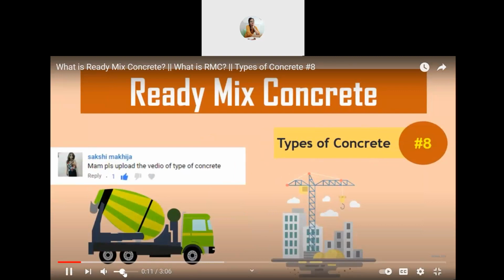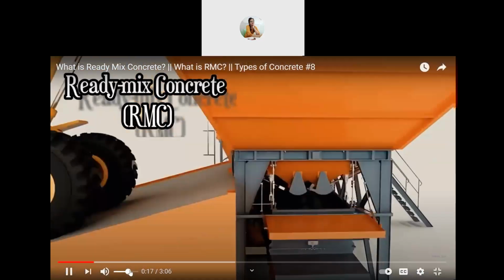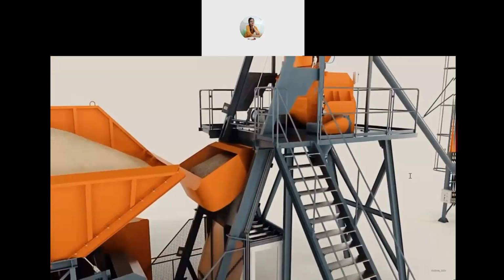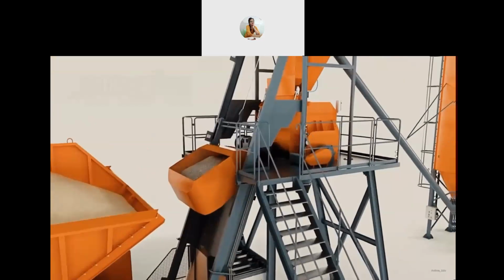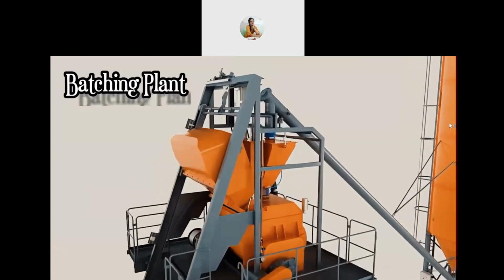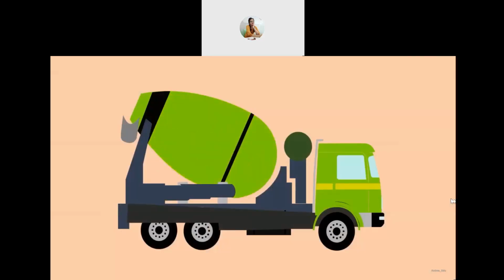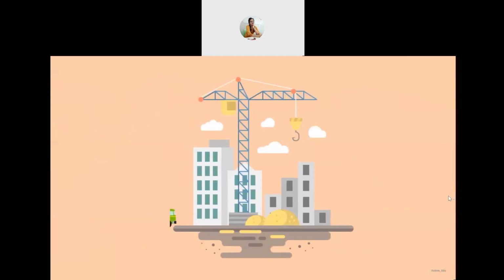Ready-mix concrete. Ready-mix concrete, that is RMC, is a type of concrete which is manufactured in factories, which is called batching plant, based on the engineered mix design. The mixed concrete is brought to the construction site by truck mixers or transit mixer.